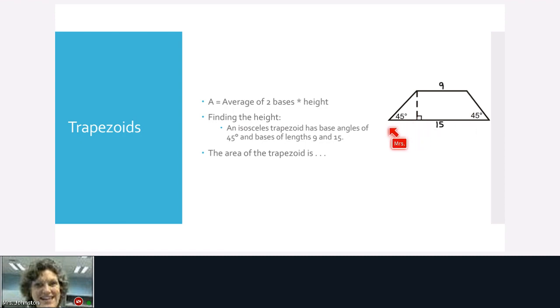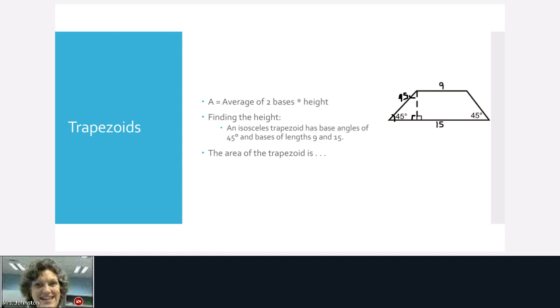Trapezoids, as I was trying to explain before and trying to draw, the area is found by multiplying the height times the average of the bases. So in this one, I would add 15 plus 9, which would give me 24. The average of those would be 12. And if I knew the height of this, well, actually, I can calculate this base, I think. So let's take a look at this. This is a 45-degree angle right here, and since it forms a right angle here, I know that this angle is also 45.